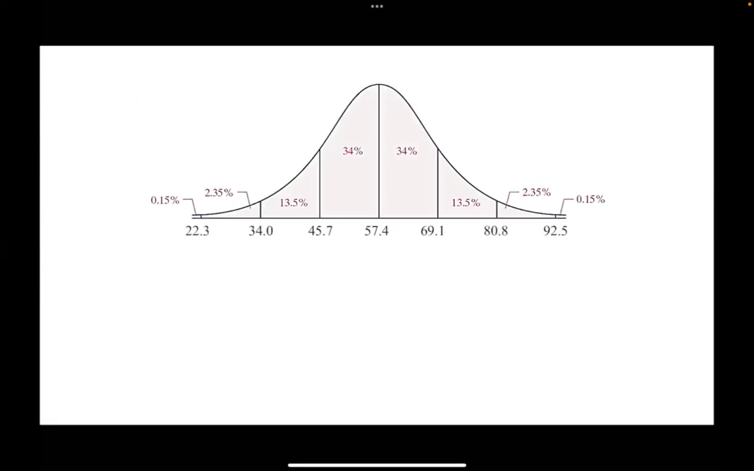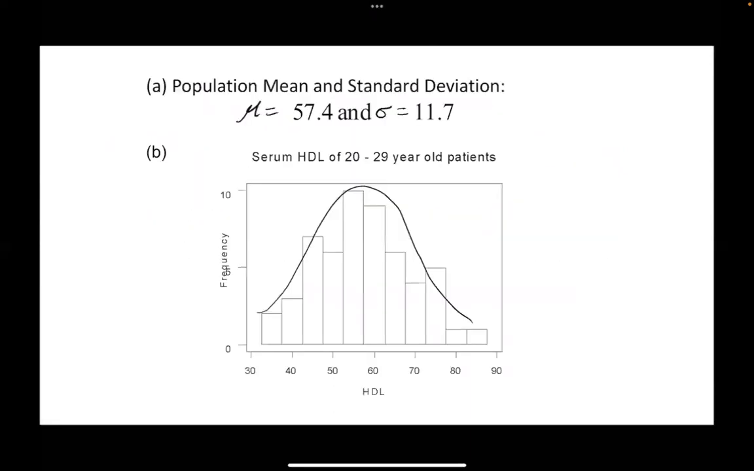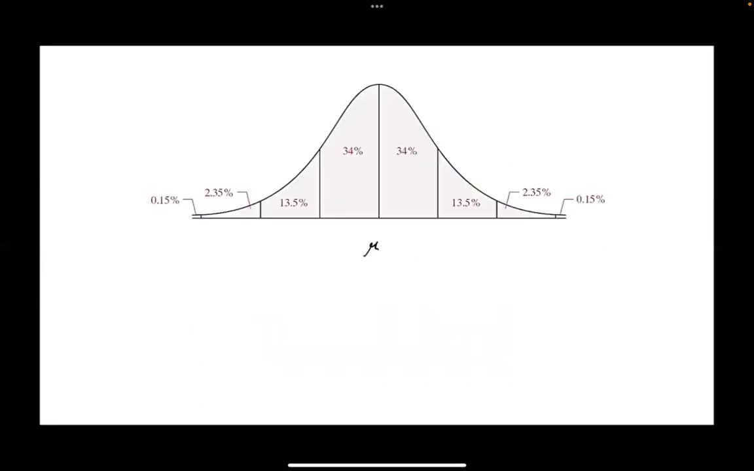These are the values. So this was the mean that we calculated. This was my mu. What was my standard deviation? Okay, 11.7. So I took the mu, 57.4, and I added 11.7, and I got 69.1. This right here is 1 standard deviation above the mean. So this is mu plus 1 times the standard deviation. That's how I got that next value.